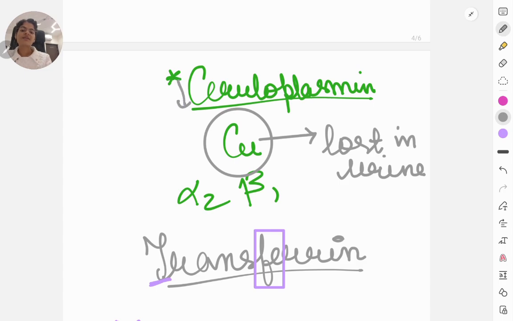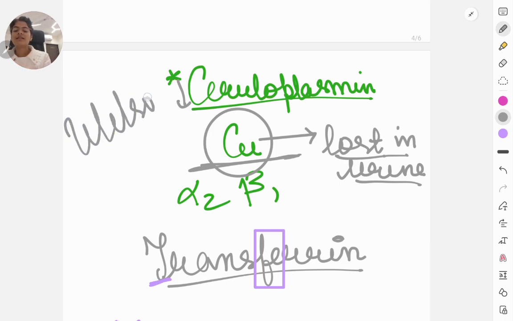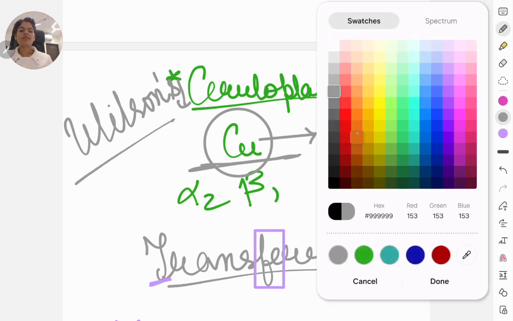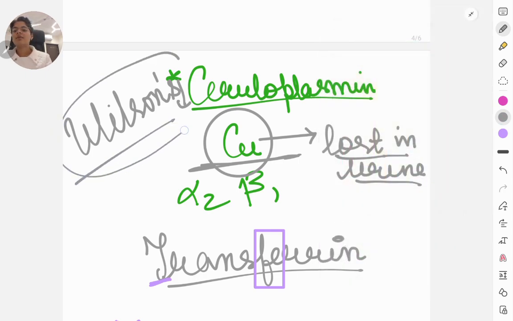And this disease of low ceruloplasmin, thereby accumulation of Cu2+, thereby accumulation or deposit in the brain and liver, and thereby it is being lost through urine. This disease is called Wilson's disease. Keep in mind, because it is important.